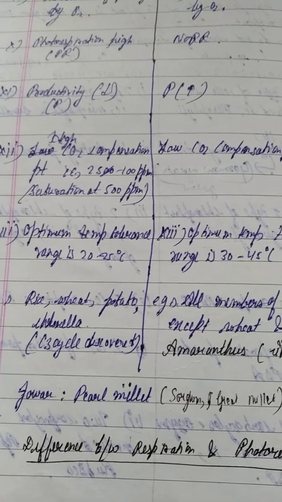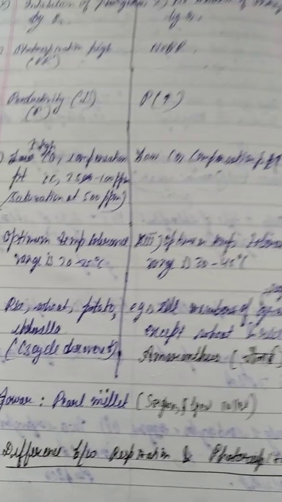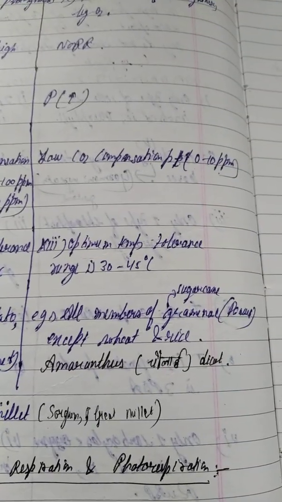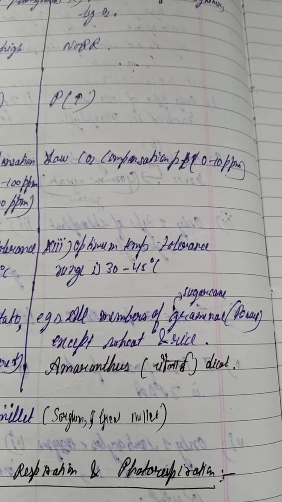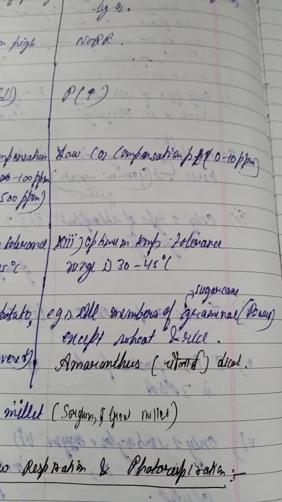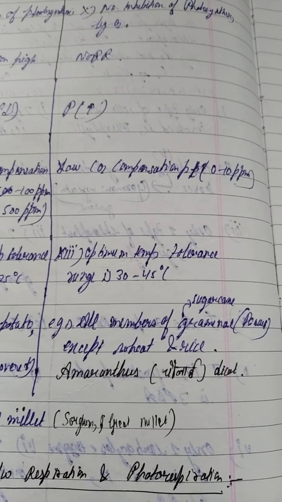And C3 plant examples: rice, wheat, potato, Chlorella. And the C3 cycle was first discovered in Chlorella only. And C4 plant examples are all the members of Gramineae except wheat and rice. Wheat and rice are C3 plants. And Amaranthus, these are examples of C4 plants.